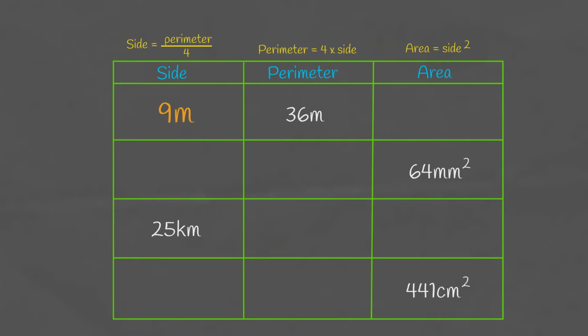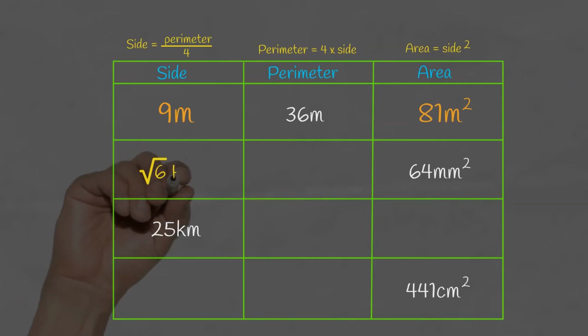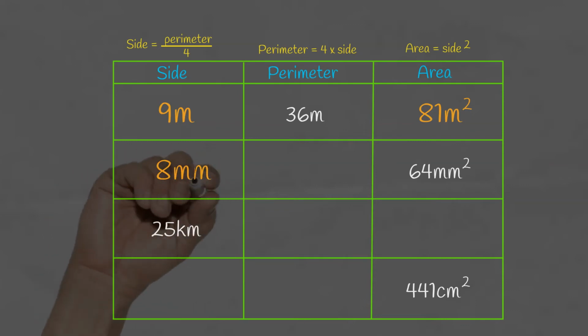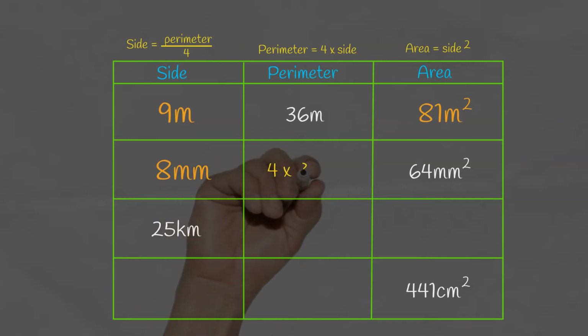And the area is the side squared, which is 9 squared, or 9 times 9, so the area is 81 meters squared. Now for the second square, we only have the area, and the quickest way to work out the side length from the area is to take the square root of it. So the square root of 64 is equal to 8, so the side length of this square is 8 millimeters. And the perimeter is the sum of all the sides, and they're all 8 millimeters, so it's 4 times 8, which is 32 millimeters.